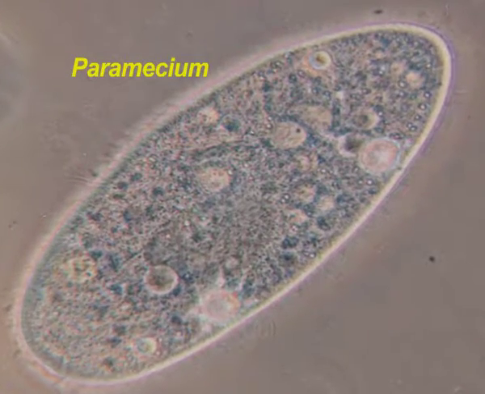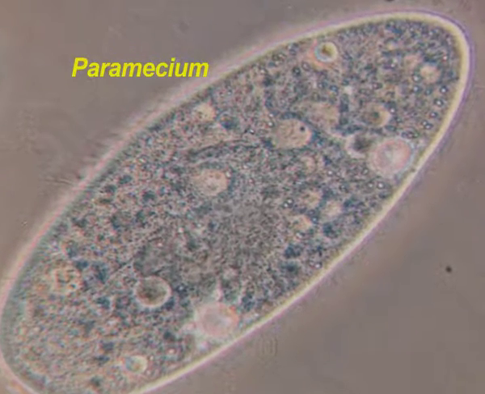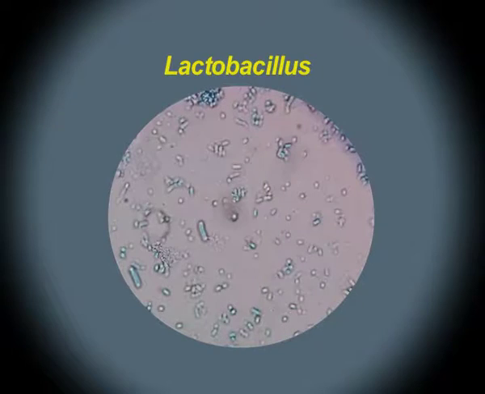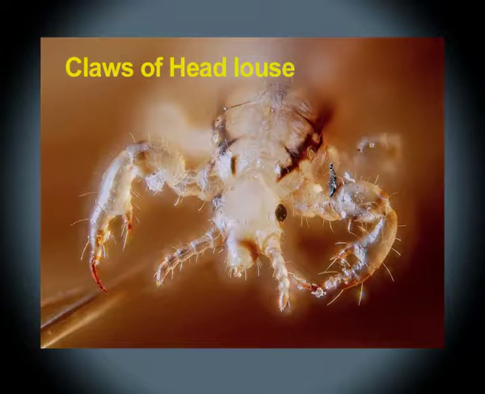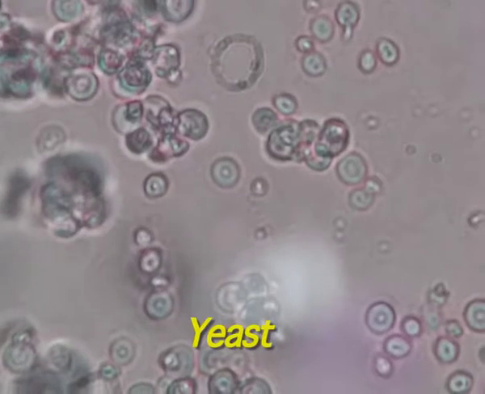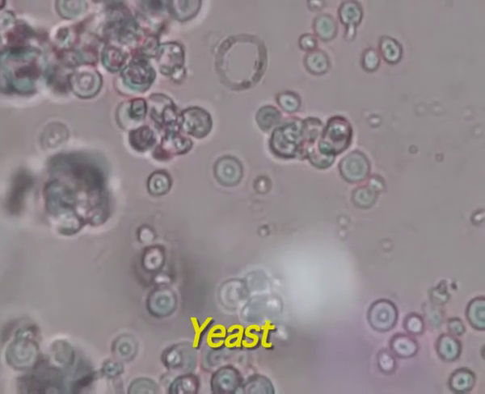The first one, you can see paramecium moving in pond water. Lactobacillus, a rod-shaped bacteria that is used for making curd. Stomata, the minute pores present in the surface of the leaves for exchange of gases. The deadly-looking claws of a head louse. Reproduction in yeast by budding.